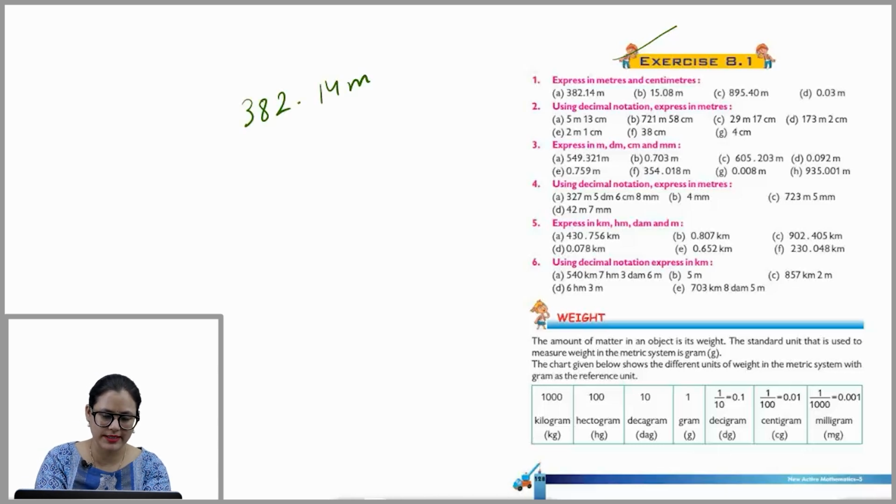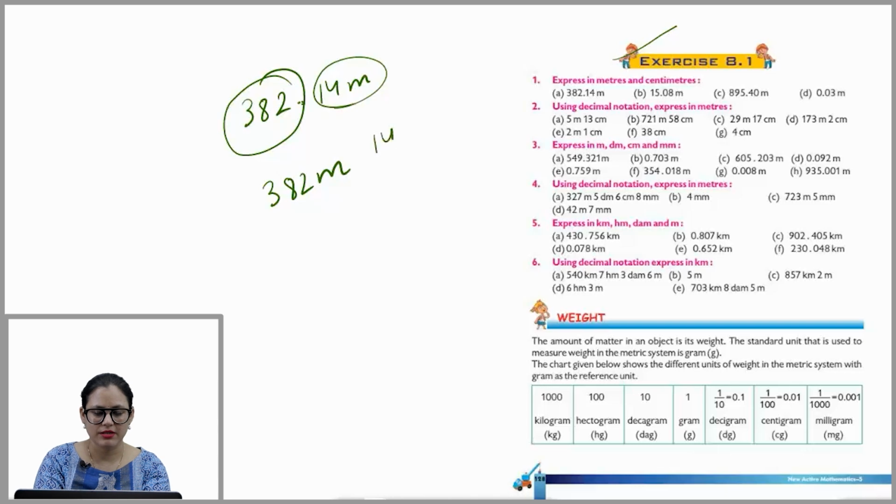382.14 meter. See, there is a decimal. Before the decimal, this is meter and this is centimeter. Right, students?